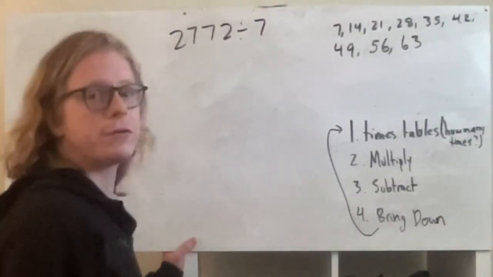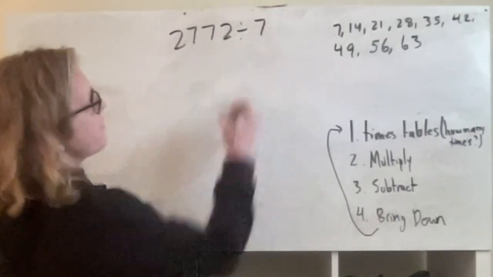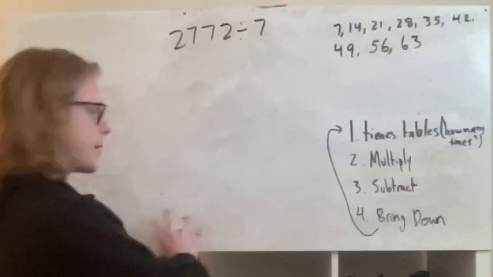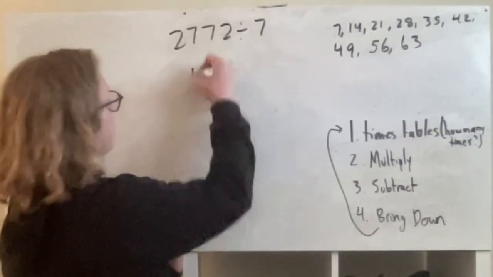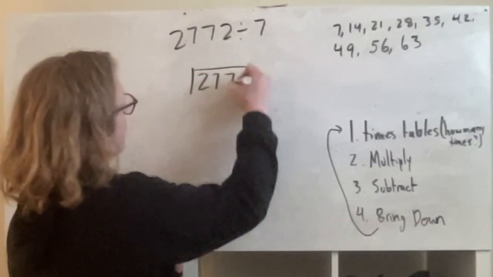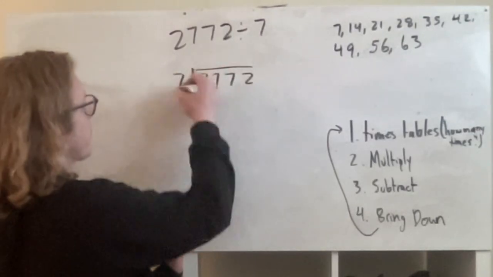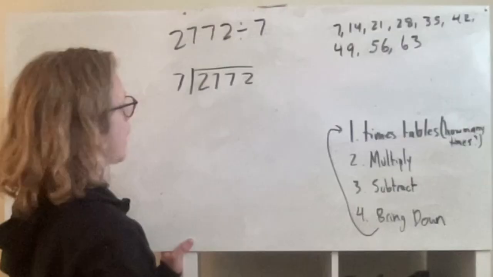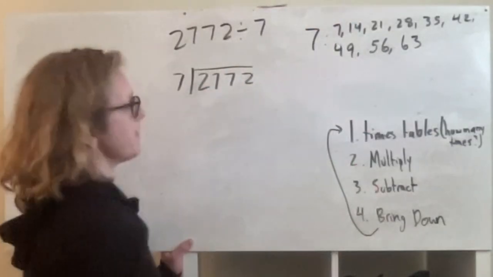Okay, we're going to do one more example with a single digit divisor, and I'm not going to draw it out on the number line. I just want to focus right now on the process, okay? So the number being divided, the dividend goes inside, and then the divisor, the number that we're dividing by, goes outside. Okay. Focusing on our 7 times tables, because we're dividing by 7.